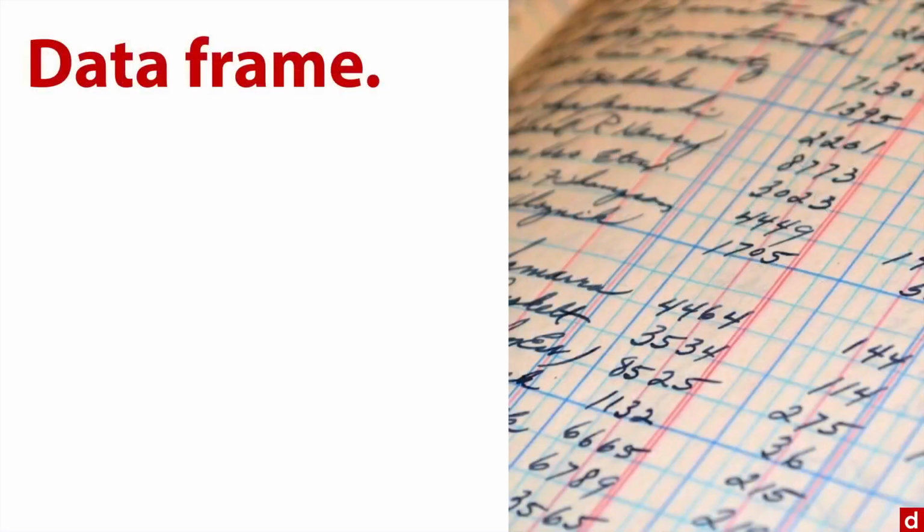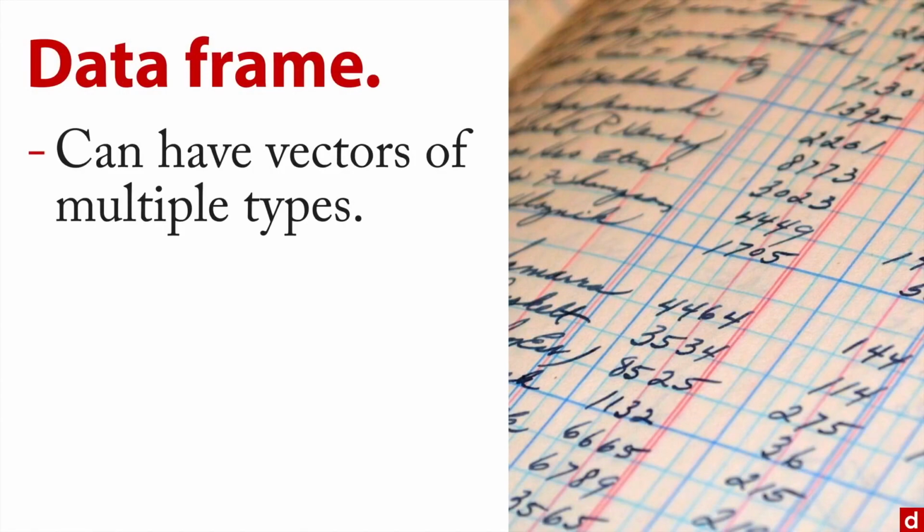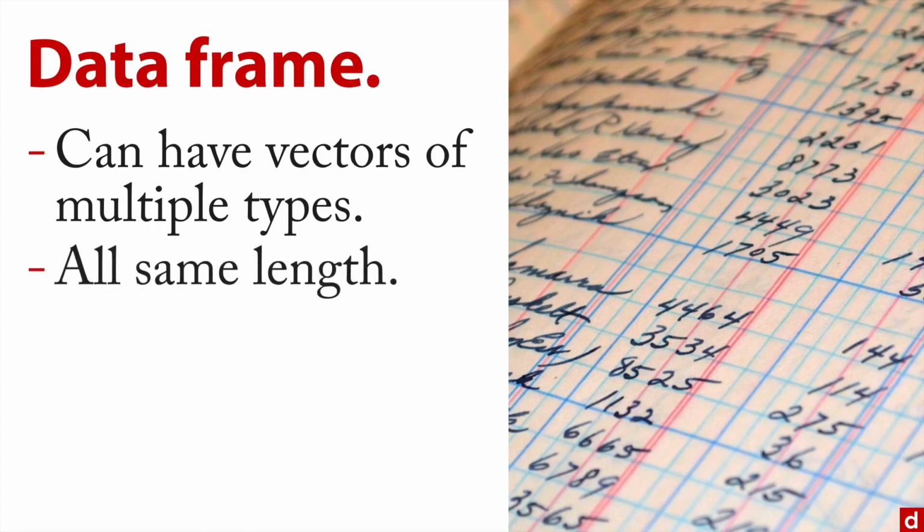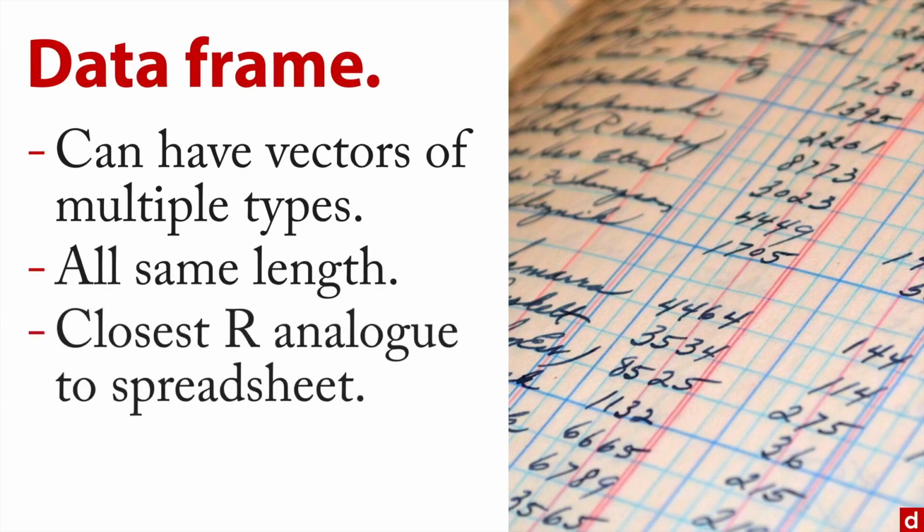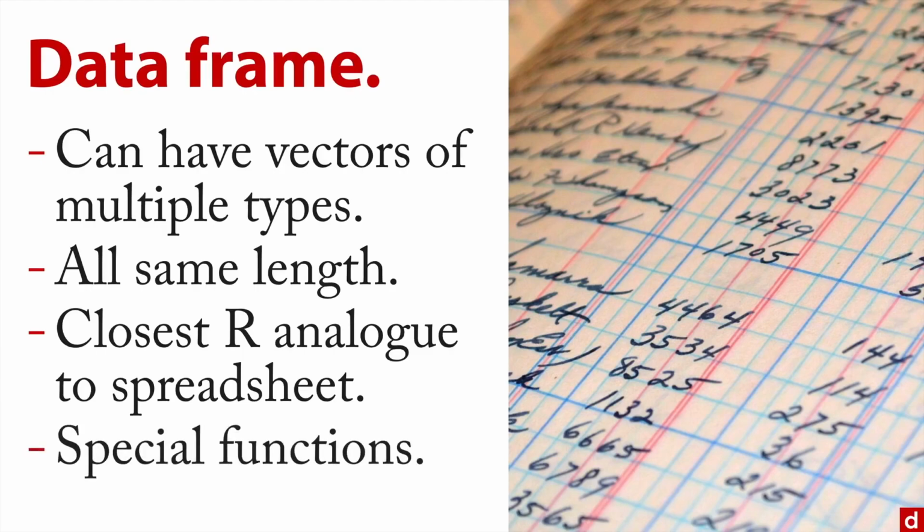On the other hand, probably the most common form is a data frame. This is a two-dimensional collection that can have vectors of multiple types. You can have character variables in one, you can have integer variables in another, you can have logical in a third. The trick is they all need to be the same length. And you can think of this as the closest thing that R has that's analogous to a spreadsheet. And in fact, if you import a spreadsheet, it's going to go into a data frame typically. Now, the neat thing is that R has special functions for working with data frames, things that you can do with those that you can't do with others. And we'll see how those work as we go through this course and through others.